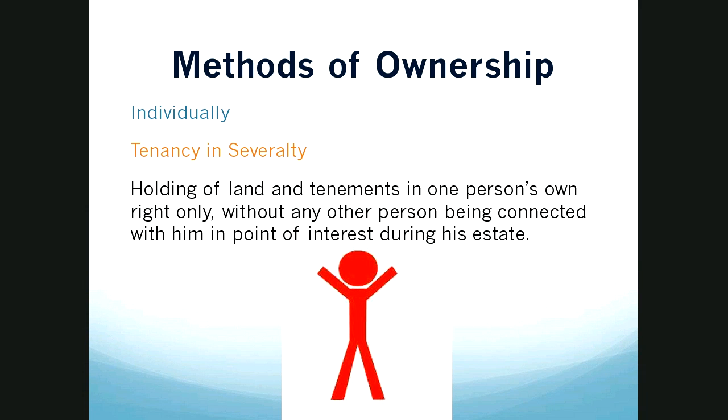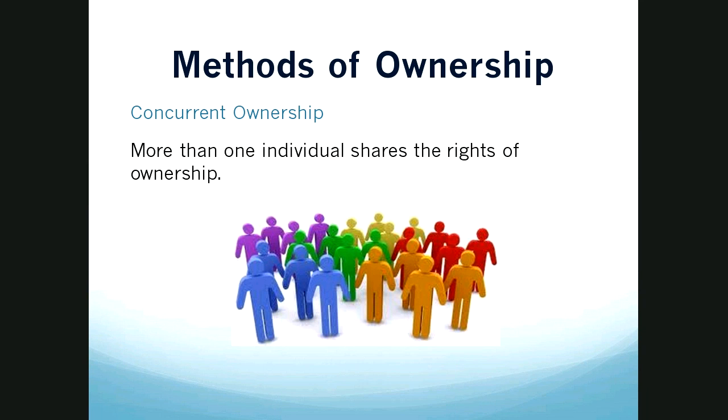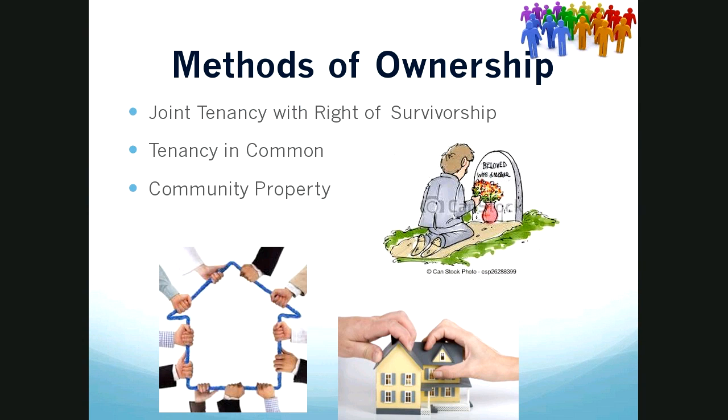And we talked about individual ownership being called tenancy in severalty, and that concurrent ownership is just shared ownership. And we're starting to look at a couple different ways of shared ownership or concurrent ownership. In part 1, we looked at the joint tenancy with right of survivorship. And now we're going to look at tenancy in common and community property.